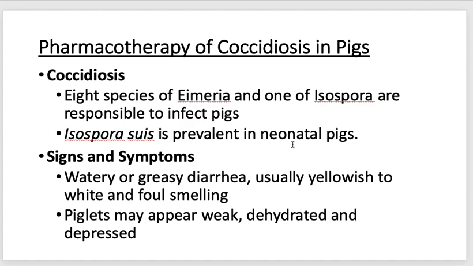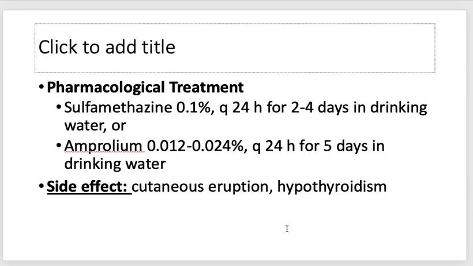Signs and symptoms: it is associated with diarrhea, and the diarrhea becomes watery, usually yellowish or white in color, and also foul smelling, highly foul smelling. Piglets may appear weak, dehydrated, and also depressed. Those are the signs and symptoms of coccidiosis in pigs.